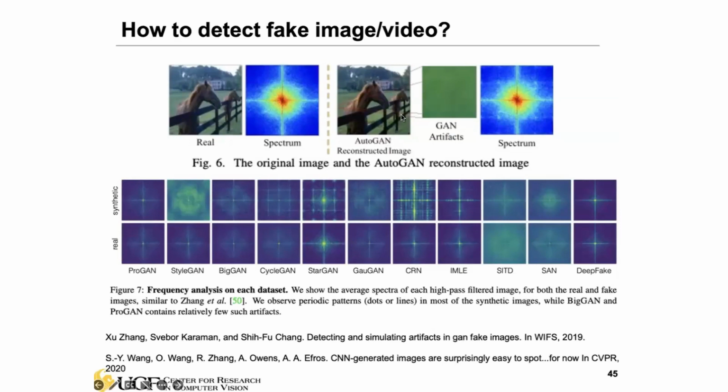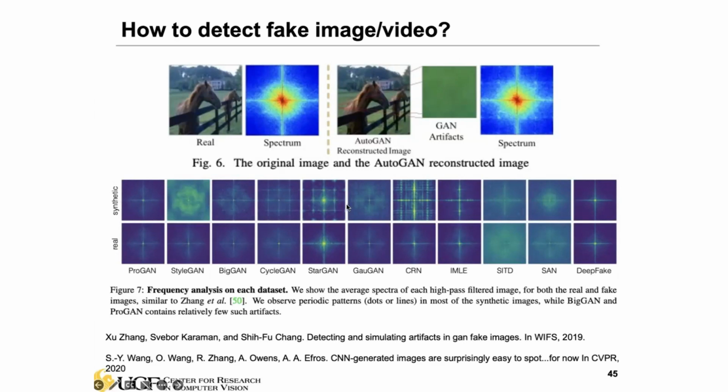And here, this is the image, the horse image, generated by AutoGAN or reconstructed by AutoGAN. And they are able to spot some of the artifacts in the spectral domain, okay? So here they provide a couple of examples.